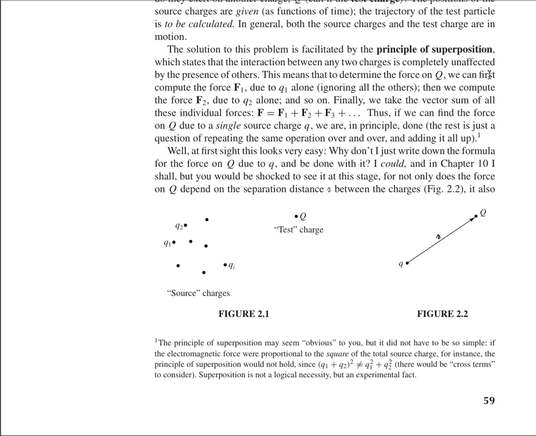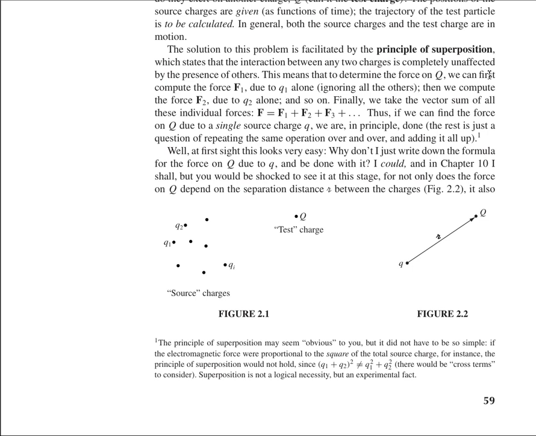The solution to this problem is facilitated by the principle of superposition, which states that the interaction between any two charges is completely unaffected by the presence of the other. मतलब interaction दो charge के बीच में is unaffected by presence of others. दूसरे charges के present होने या ना होने से दो charges के बीच में जो force लग रहा है वो बदलेगा नहीं. जैसे Q1, Q2 उनके बीच में जो forces लग रहे हैं, अगर मैं Q3 लगाऊं या नहीं लगाऊं, Qn लगाऊं या नहीं लगाऊं और उनको हटा भी दूं, तो कोई फर्क पड़ने नहीं जा रहा है. It will at the end of the day not depend on it. ये है principle of superposition.